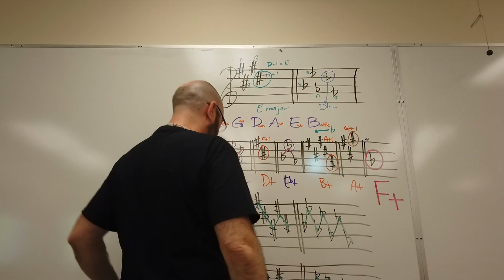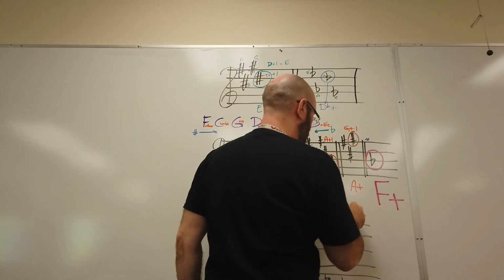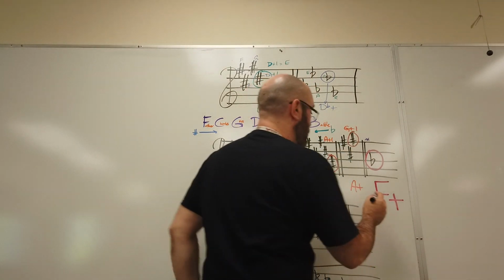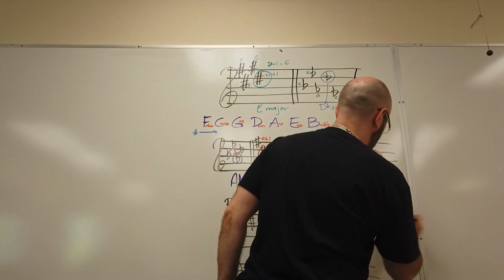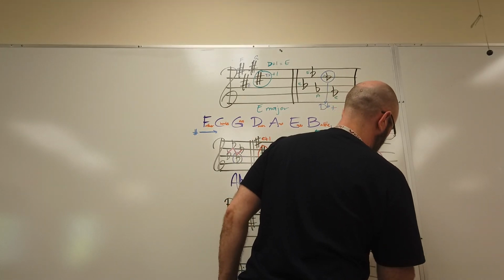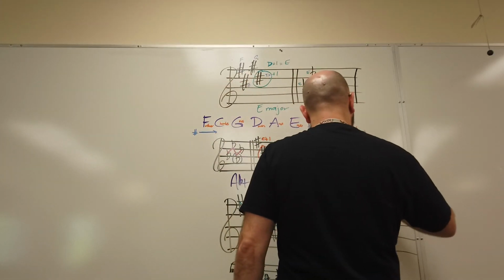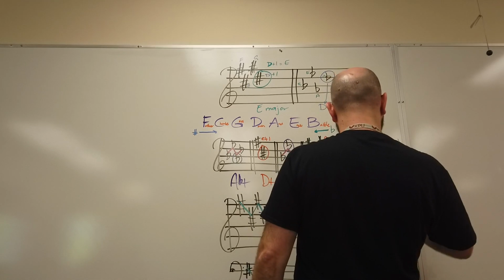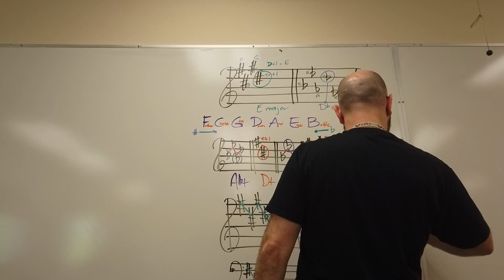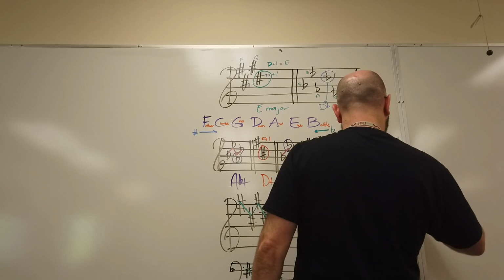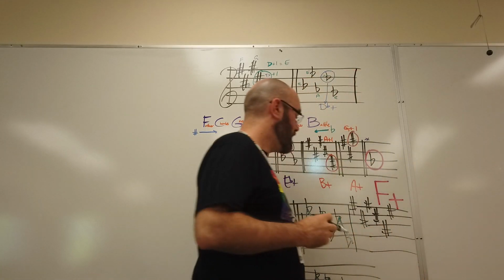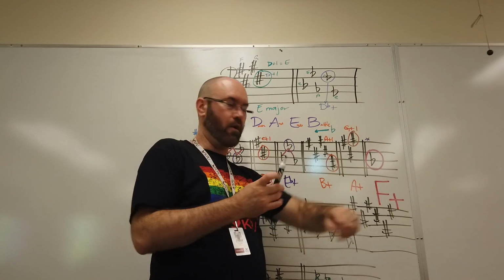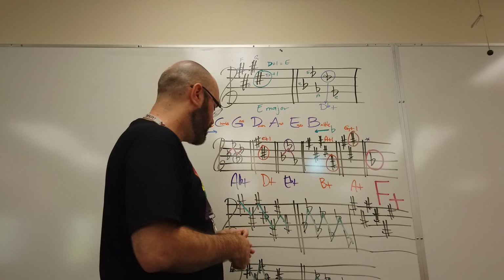Now, there's a couple of times where there's a little confusing thing that we got to add on to that. So I'm just gonna extend this. When you have keys that have a whole lot of sharps, F, C, G, D, A, and E, you will sometimes have to add one more layer. And so I'm just going to walk you through it.